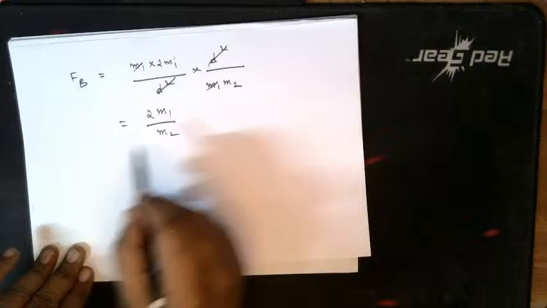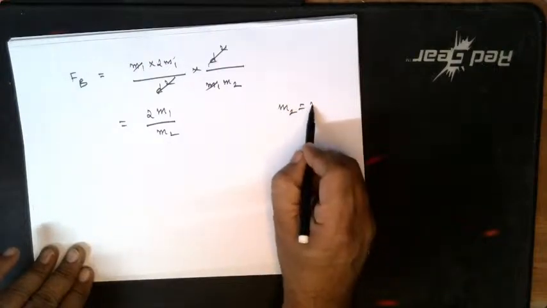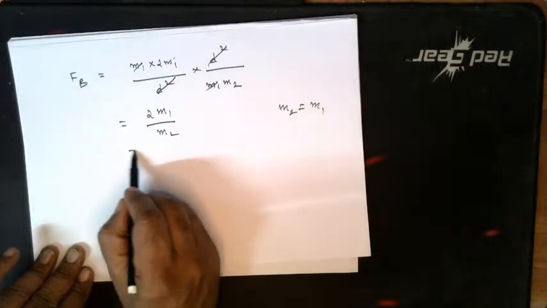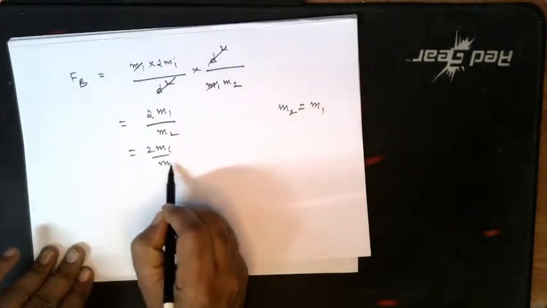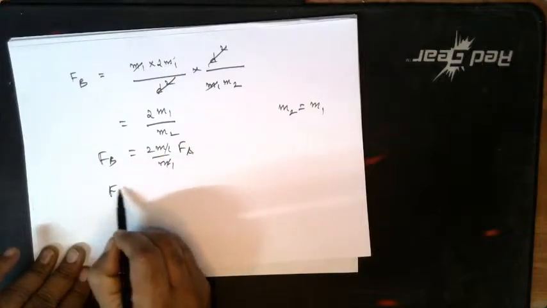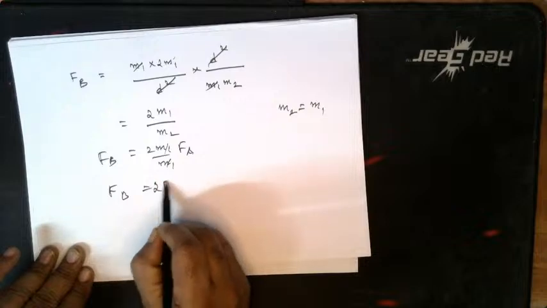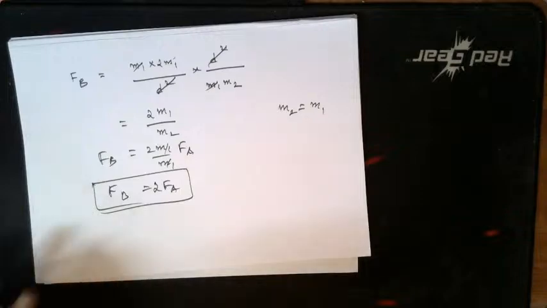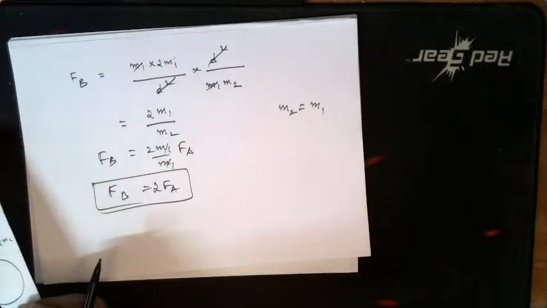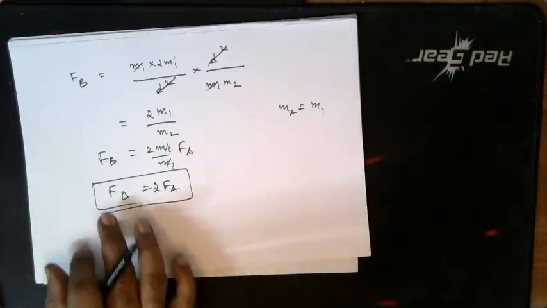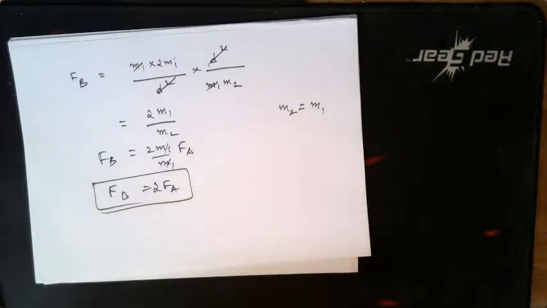Assuming that M2 is equal to M1, it is twice, is it not? So 2M1 divided by M1 cancels, which means FB is twice FA. You can prove it like this. Are you able to follow? What is the question asked here? The mass of one object is doubled. So in that case, you get twice FA, the original force.